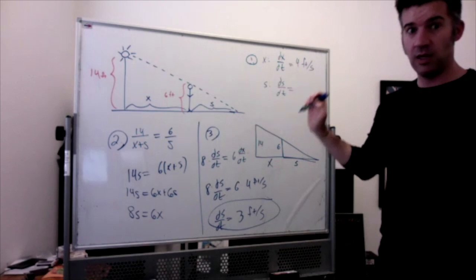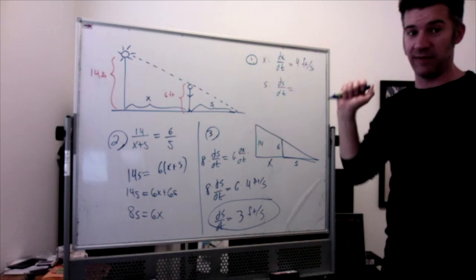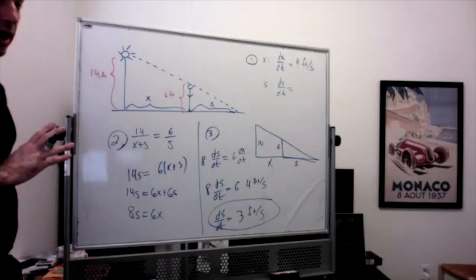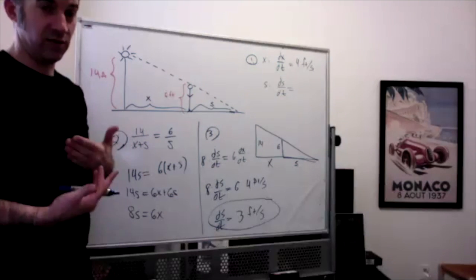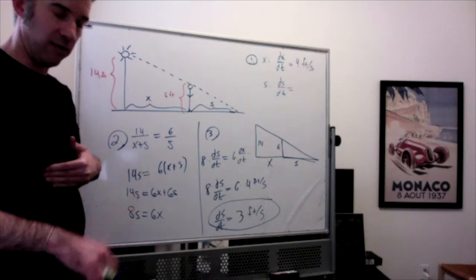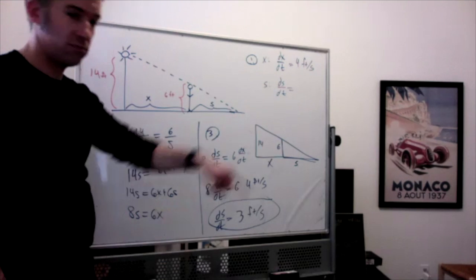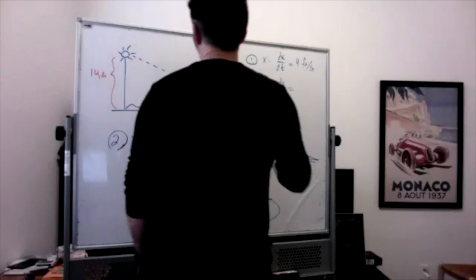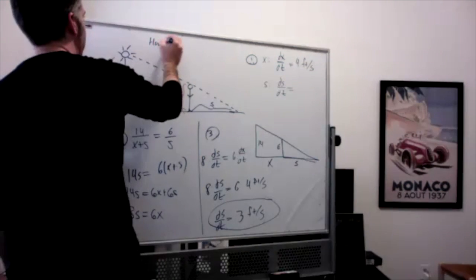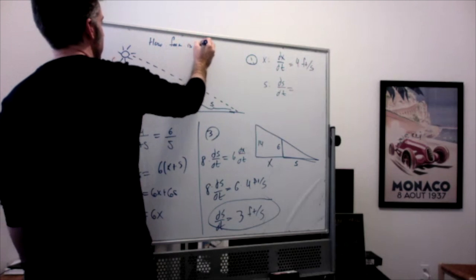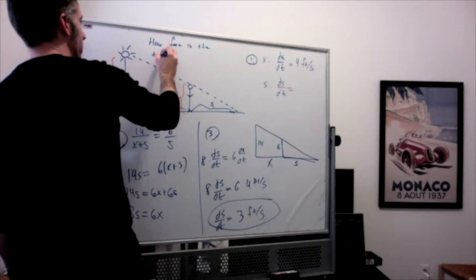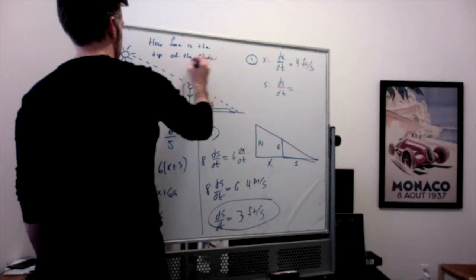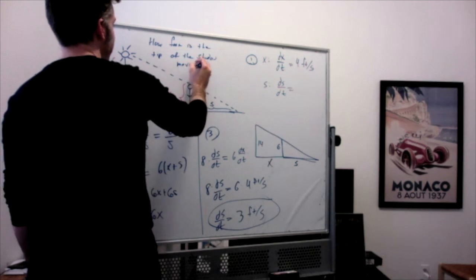Sometimes people will ask this question in a slightly different way. I always like to think about how fast the length of the shadow is increasing, so I'm measuring the shadow from my foot to the end of the shadow. However, some people like to say, how fast is the tip of the shadow moving? And there's a difference in that question.